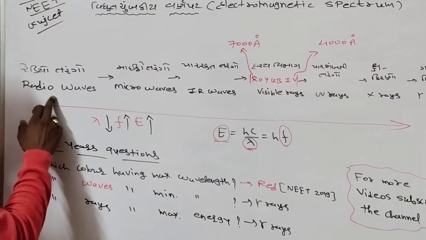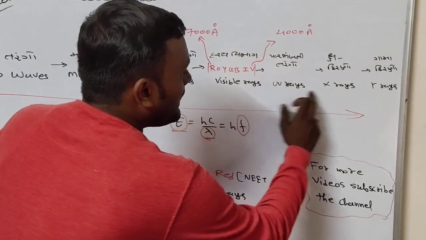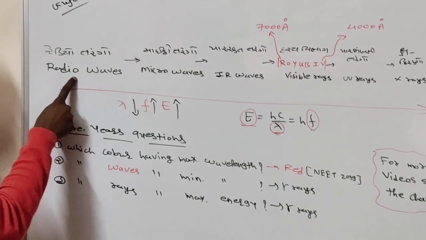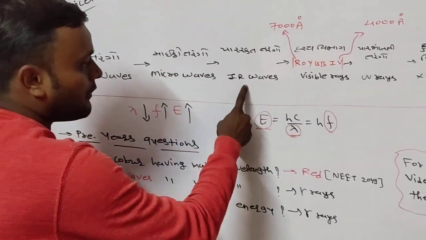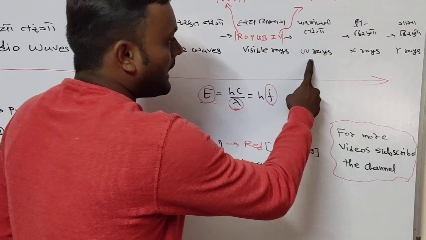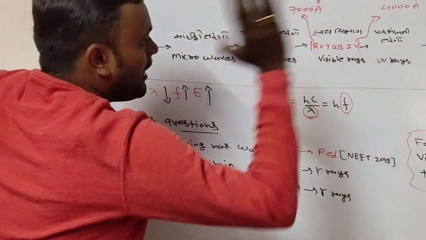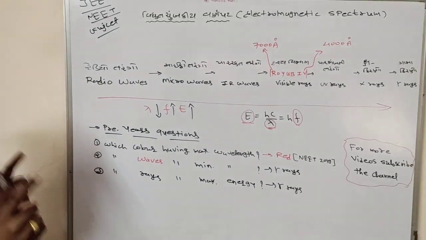You only have to remember the 7 names of different electromagnetic waves, starting from radio waves, microwaves, infrared, visible, ultraviolet, X-ray and gamma rays. So 1 to 7 you have to remember the sequence.